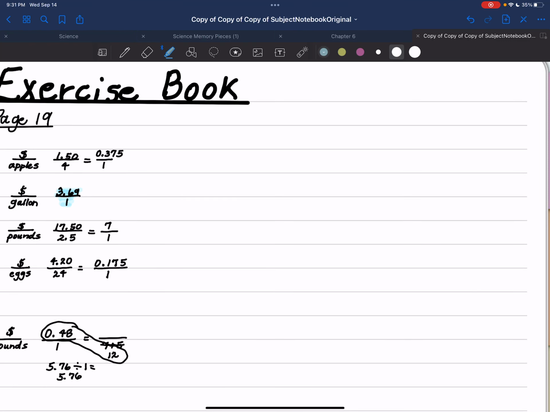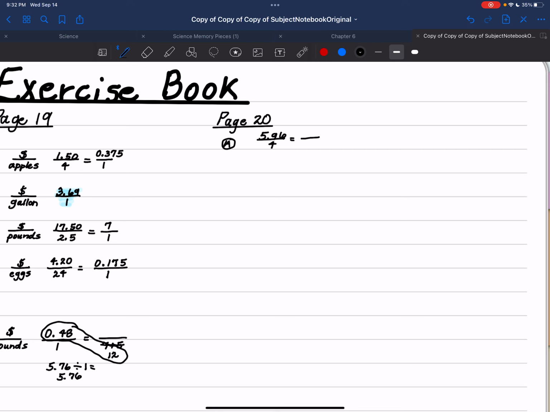I am on page 20 in the exercise book, and we're looking at problem number 5. Which is the least unit price? So I have 4 pounds of apples for $5.96. So $5.96 over 4. We want to know the price for 1 pound. So you just divide that. $5.96 divided by 4 is $1.49.